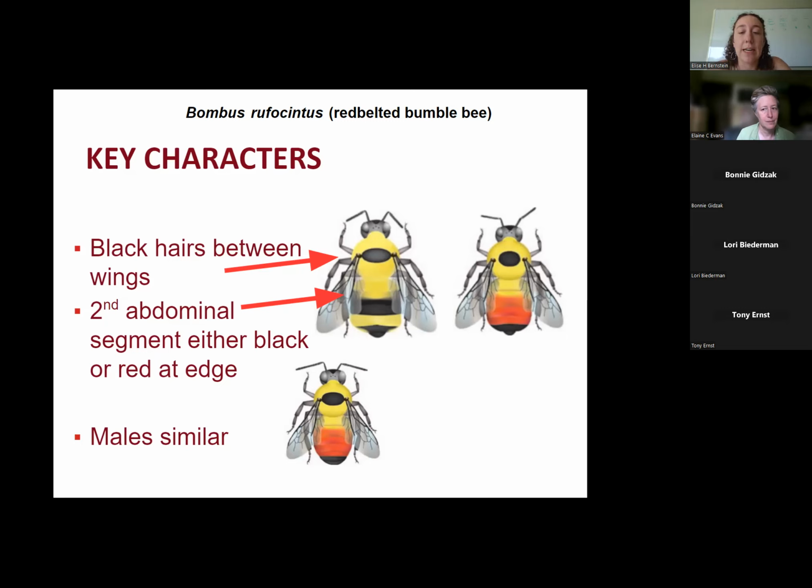So in this case, with that red-belted on the right, on the top there, we're seeing the crescent of yellow hairs, followed by red, whereas on rusty patch, that crescent shape would be the brown rusty color, followed by just a little bit of yellow on the rest of T2.